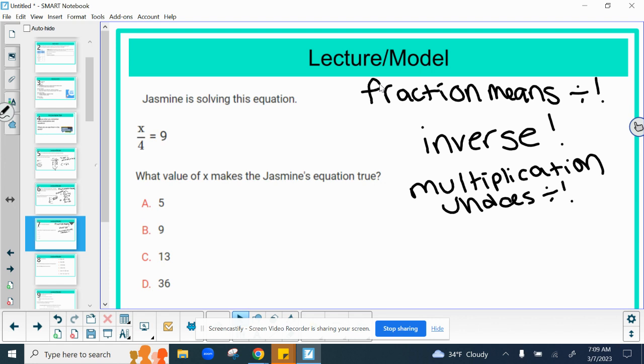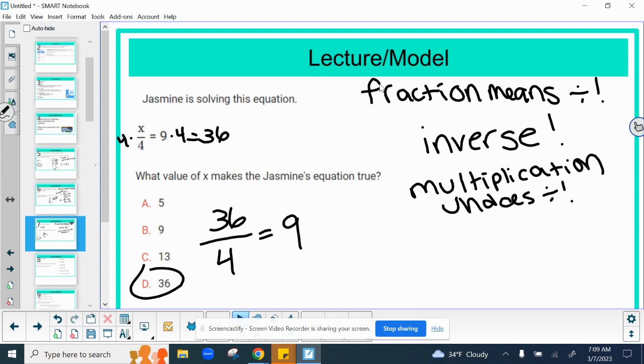So in order to get the X all alone to solve, we're going to multiply both sides by 4. 9 times 4 is 36. Always go back and check. 36 over 4 does equal 9. All right, let's keep moving.